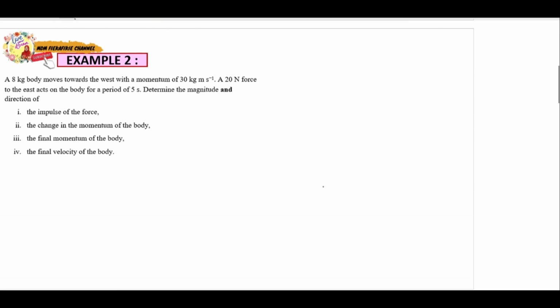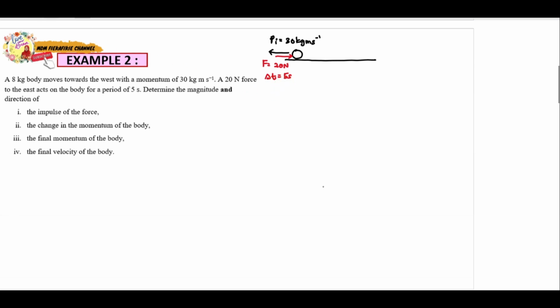Okay, so that means here we have a body. Alright, so let's say we have a ball, for example, and it's moving to the west, so in this direction. And given that the initial momentum of the body is 30 kg meter per second, okay, and we have a 20 Newton force which is to the east. F is equal to 20 Newton, and this external force is applied on the body for a time of 5 seconds.